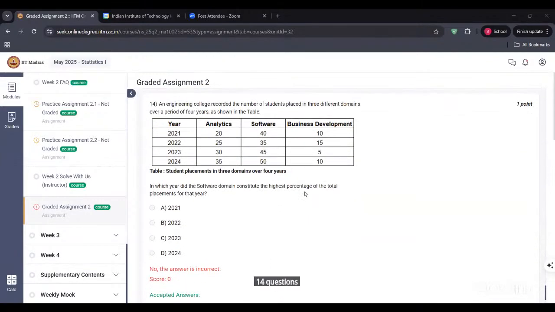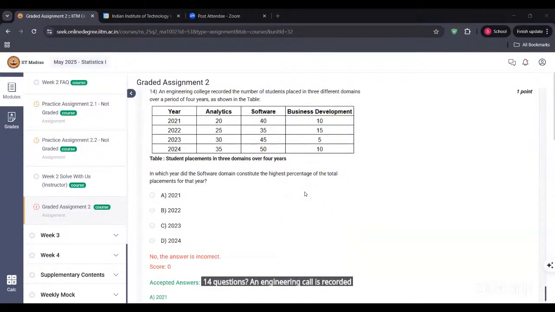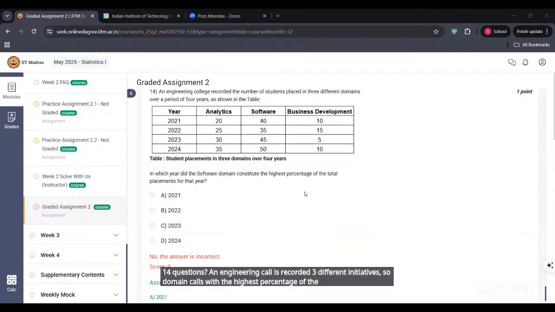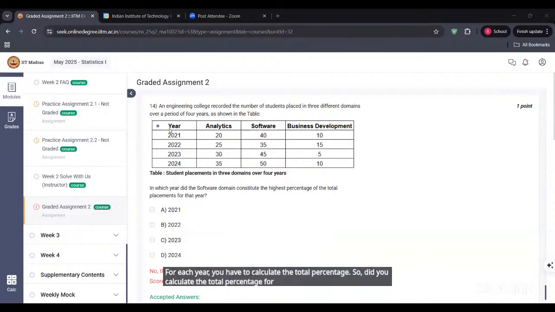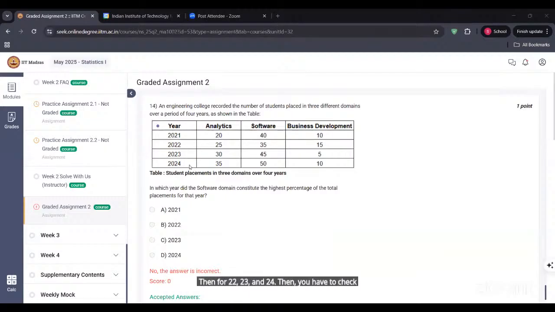The 14th question: an engineering college recorded three different domains. In which year did the software domain constitute the highest percentage of the total placement for that year? Okay, so for each year you have to calculate the total percentage. Did you calculate the total for 2021, then for 22, 23, and 24? Then you have to check in which year the software domain constituted the highest percentage.